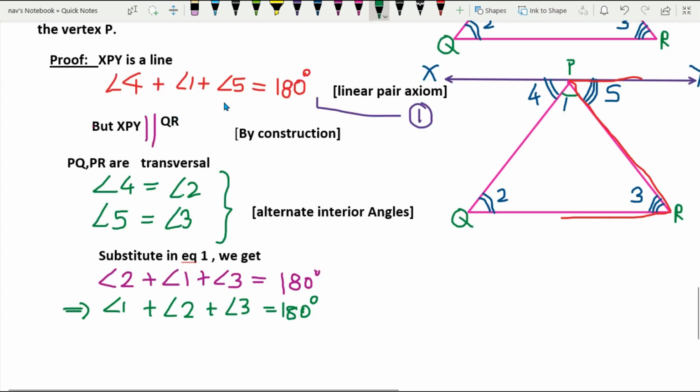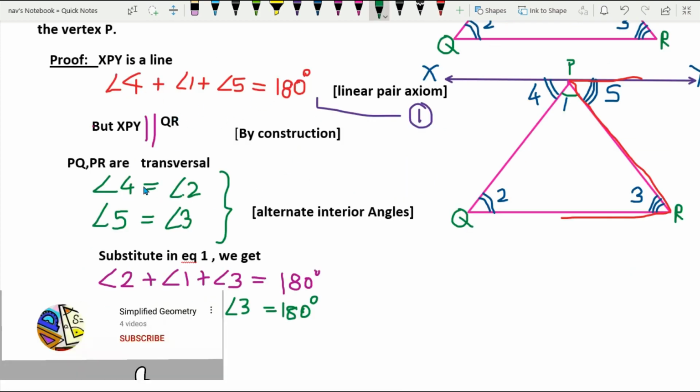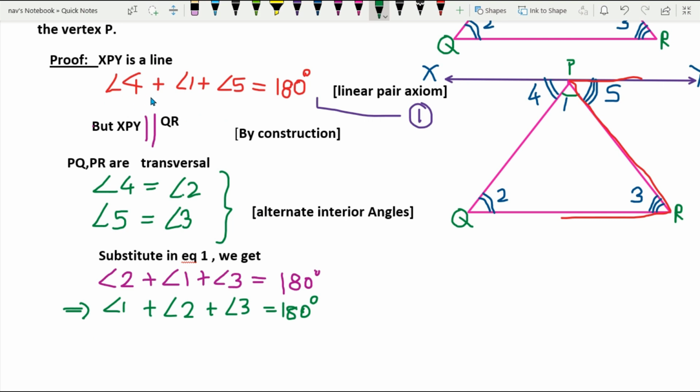From equation 1, you can see one thing. Angle 4 is equal to angle 2, right? So instead of angle 4, I can replace it with angle 2. And in place of angle 5, we can replace angle 3 because angle 5 equals angle 3, they are equal. So substituting these in equation 1, we get angle 2 plus angle 1 plus angle 3 equal to 180 degrees. We will rearrange it.